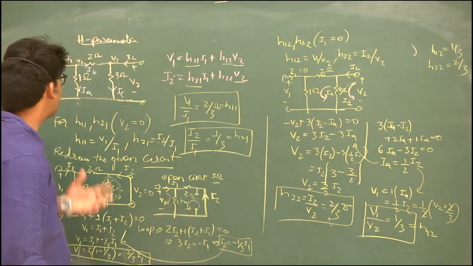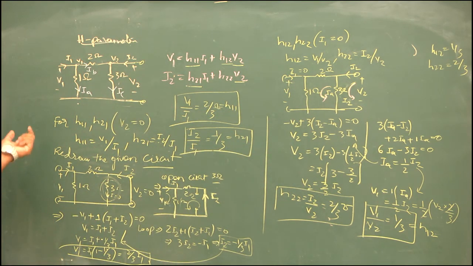Okay, this is how to find the H parameters for a given pi circuit. If a pi circuit is given, we can also immediately find the Y parameters, and in that provision you can do it as well. Any method you can use, there is no problem.